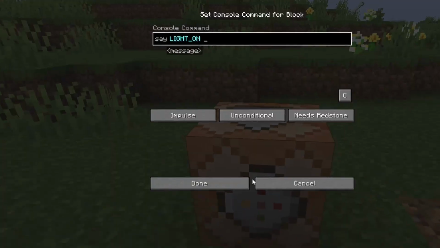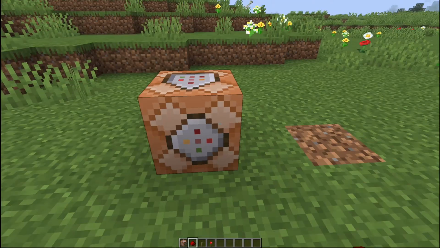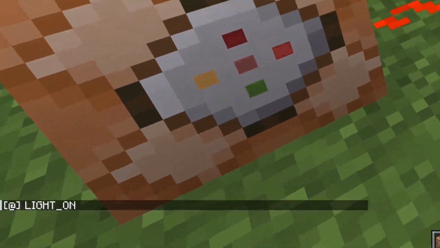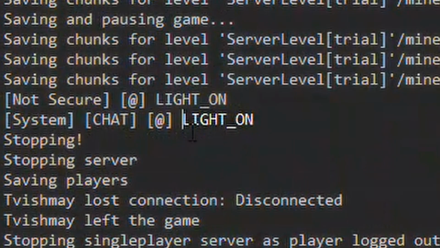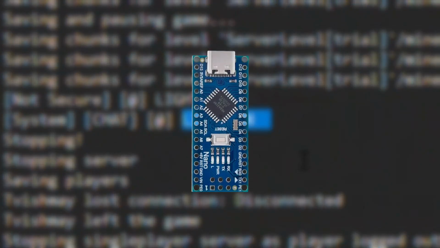For that, I wrote a command in a command block that would say a specific keyword depending on the lever's position. The keyword then gets stored in a log file named latest.log, which I can then read and specify when to turn on something. But the Arduino is not capable of reading that file. So what to do? We use Python, of course.